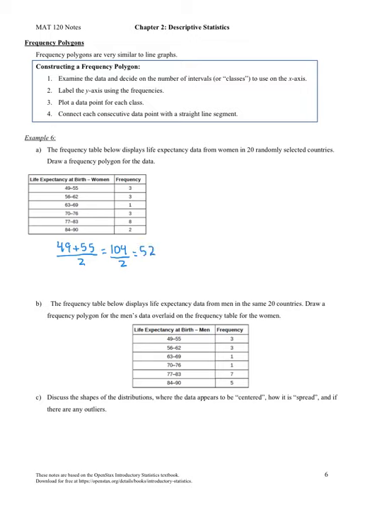We'll continue doing that for each of these intervals here. We'll add up the lower bound to the upper bound and divide by 2. And when you do that, you should get the following as your midpoints.